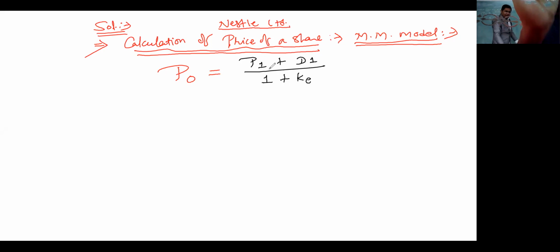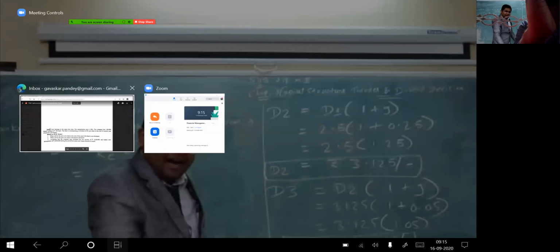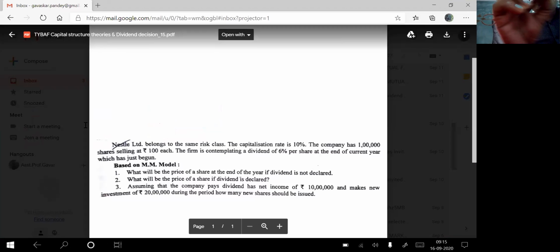Now, first what we have to do in the first case, see, it is given in the question. In the first case, what will be the price of a share at the end of the year if dividend is not declared? So, let's go. First one.